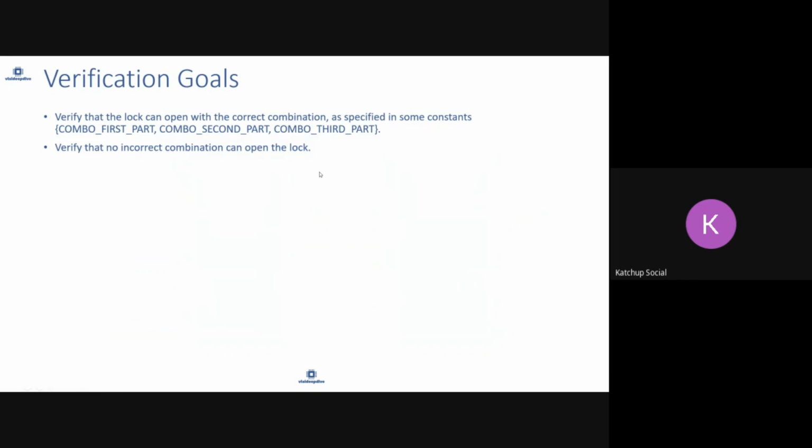Okay. So what will be the properties or verification goals in the design? You want to check when the correct combination is given, which basically means the first number is correct, the second number is correct, the third number is correct, the door opens. And these are some constants or some values which you have initialized. Now that is one goal: when you give the correct number, it opens. And the other is that no incorrect number can open the lock.